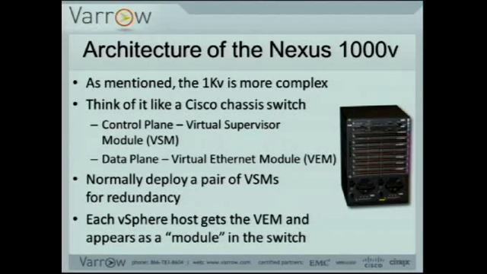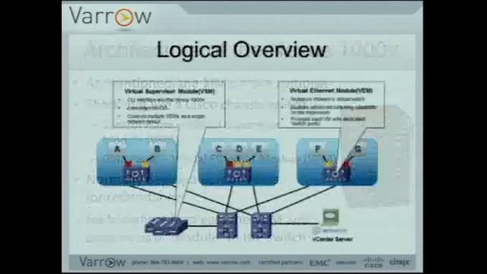Each vSphere host gets a VEM installed onto it, a piece of software that gets installed, and then it shows up in this switch as a module. So when I do a show module in the command line, it'll say module 1, supervisor, module 2, supervisor, and then each vSphere host is a module. One pair of VSMs can manage 64 vSphere hosts. It's like a 66-slot chassis switch. That's just what it's like.